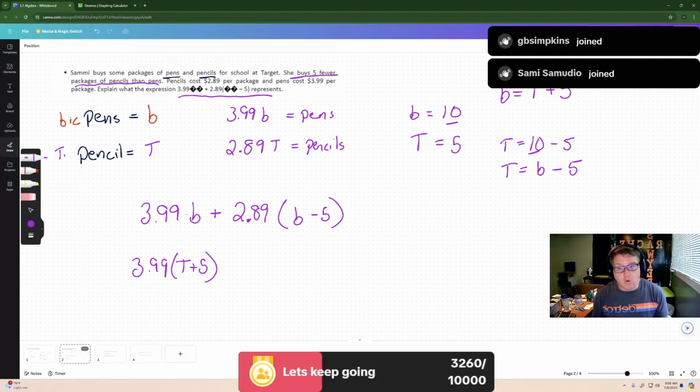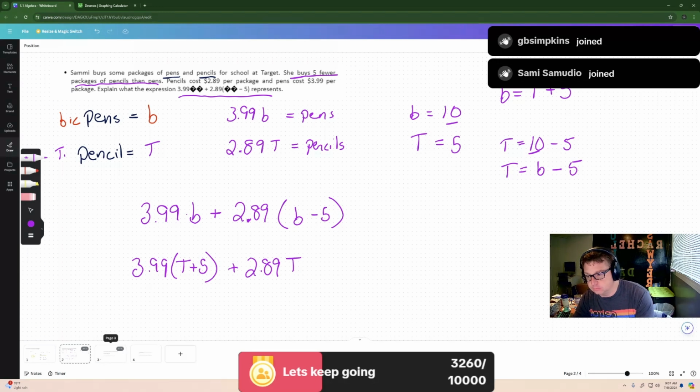And I hope it doesn't get too convoluted for you. I know that's kind of tricky, but try and think about it from that concept. So if I know how many pencils I have, I will know how many pens I have by just adding 5. And if I know how many pens I have, I know how many pencils I bought just by subtracting 5. So they're just trying to connect those two things together, one way or the other.